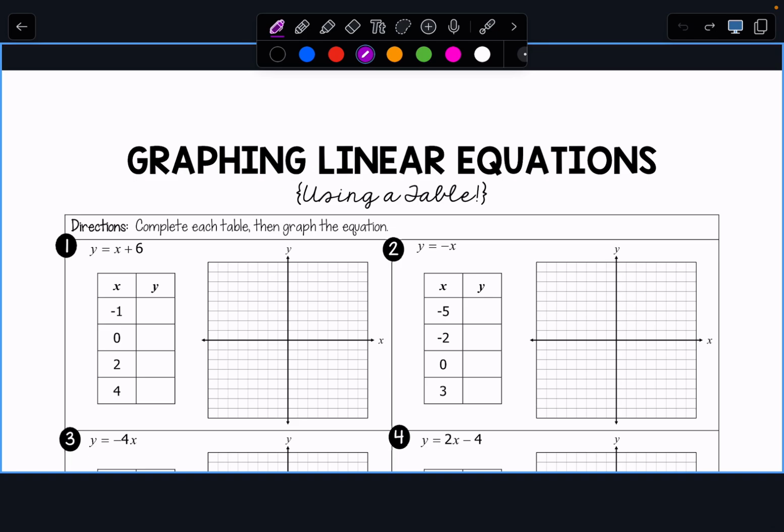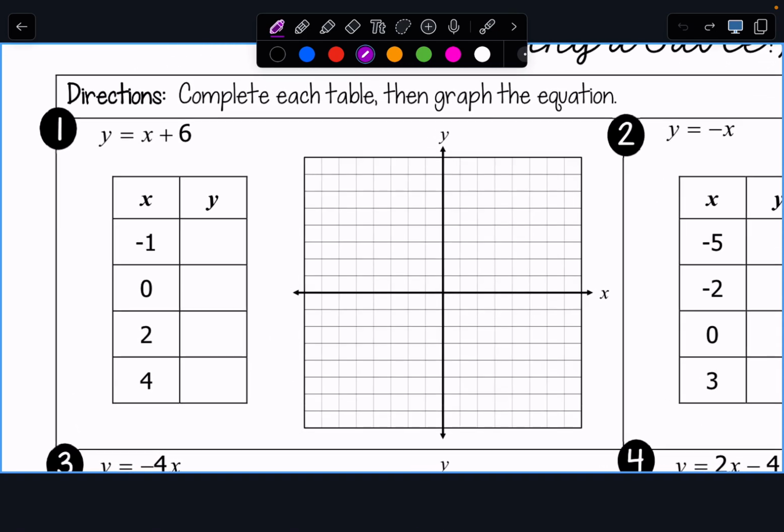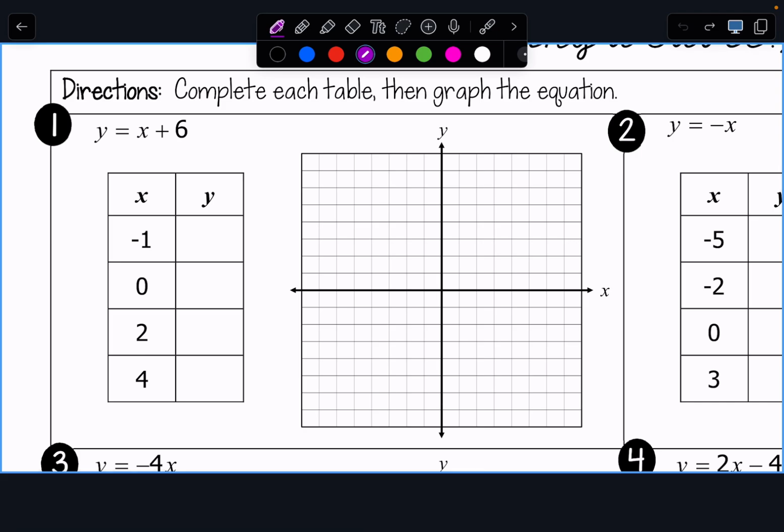The first thing we're going to do is talk about, okay, if we have an equation, how do we get the line? So we are going to, today and tomorrow, fill in an XY table so that we can graph our line.